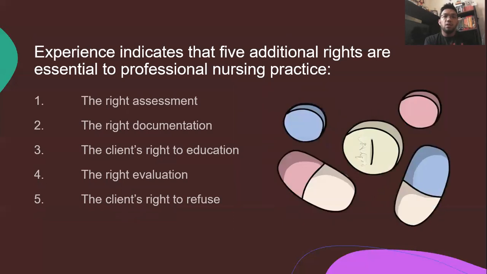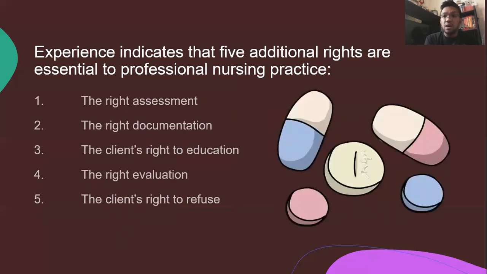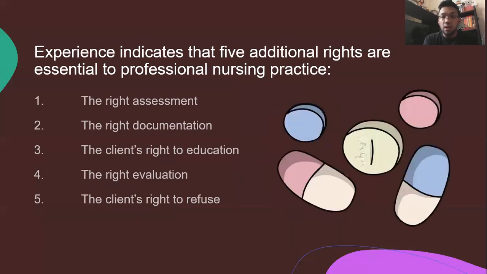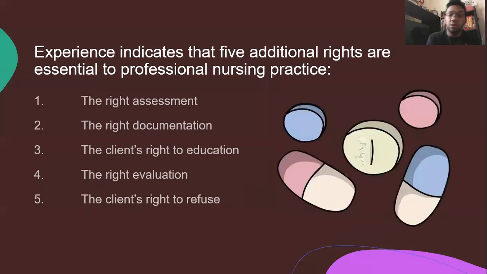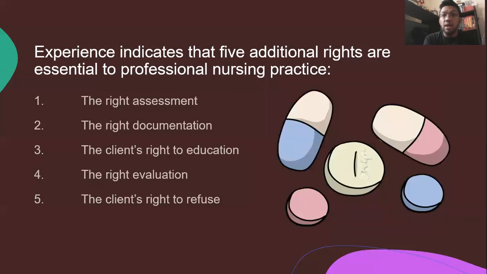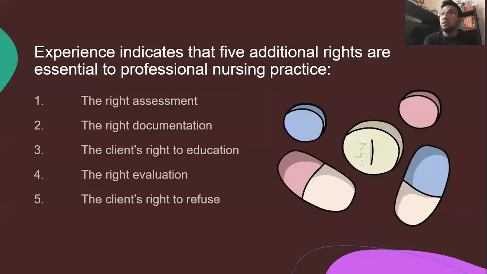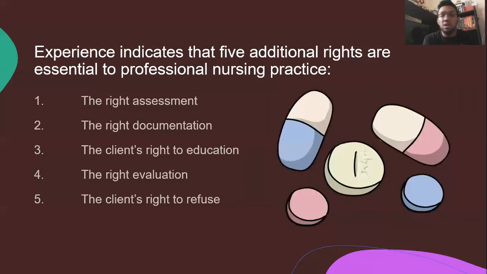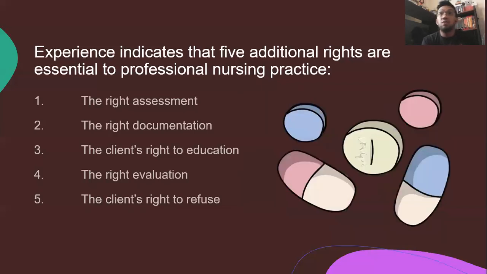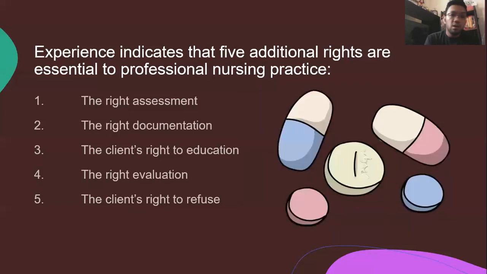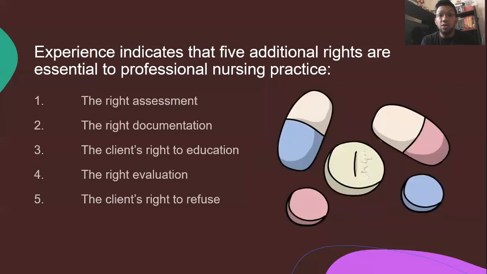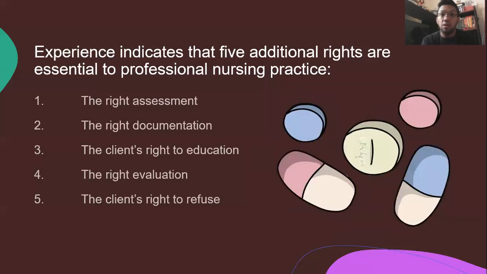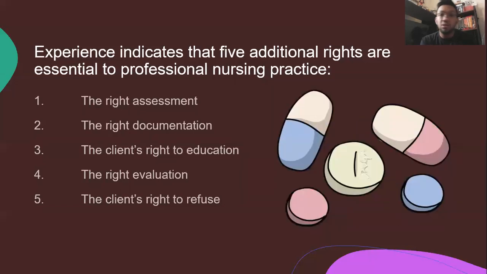And there are also five additional rights. So we need to indicate this as well in our nursing practice, since this is also essential for our professional nursing practice. One, the right assessment, because it's one of the rights that we need to do on our patients to assess. For example, if the patient has drug allergies, or any untoward reaction to the drug and so on. Number two is the right documentation. So after we give or administer a drug to our patient, it is very, very important to document it on the patient's chart.